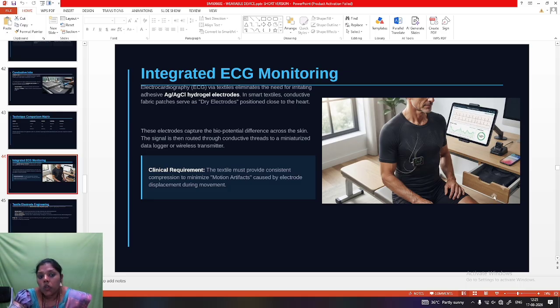In electrocardiography, ECG, textile elements are needed to achieve the electrodes. In smart textiles, conductive fabric patches serve as dry electrodes positioned close to the heart. The electrodes capture the biopotential difference across the skin. The signal is carried through conductive threads to the data logger or wireless transmitter. Clinical requirement.